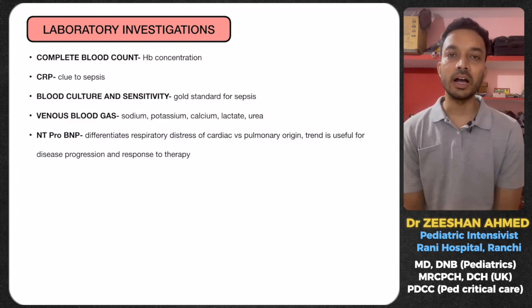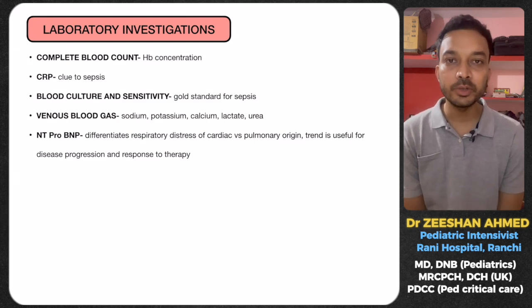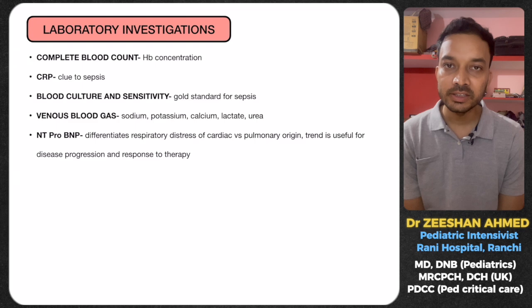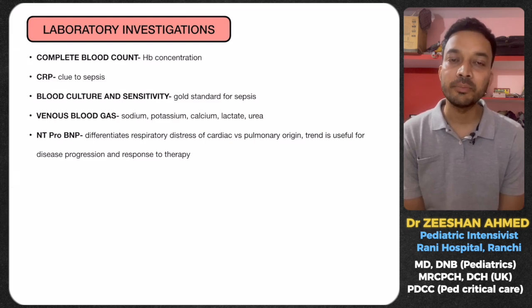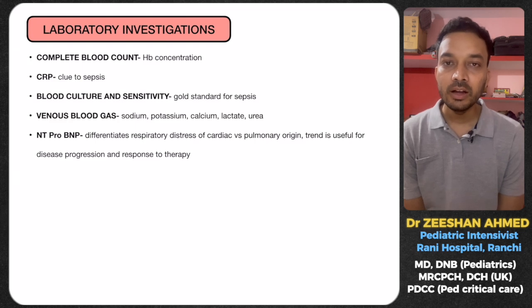We also have a venous blood gas done for every admission, and here we have to look for any dyselectrolytemia like sodium, potassium, calcium. If they are deranged, we have to correct them, because they can also lead to worsening of the heart failure. And lactate, we have to see the lactate levels, whether the peripheral circulation is good. And urea, if the urea is increased, then there might be some prerenal AKI due to volume depletion due to heart failure. One very important marker is the N-terminal pro-B-type natriuretic peptide, or NT-proBNP.